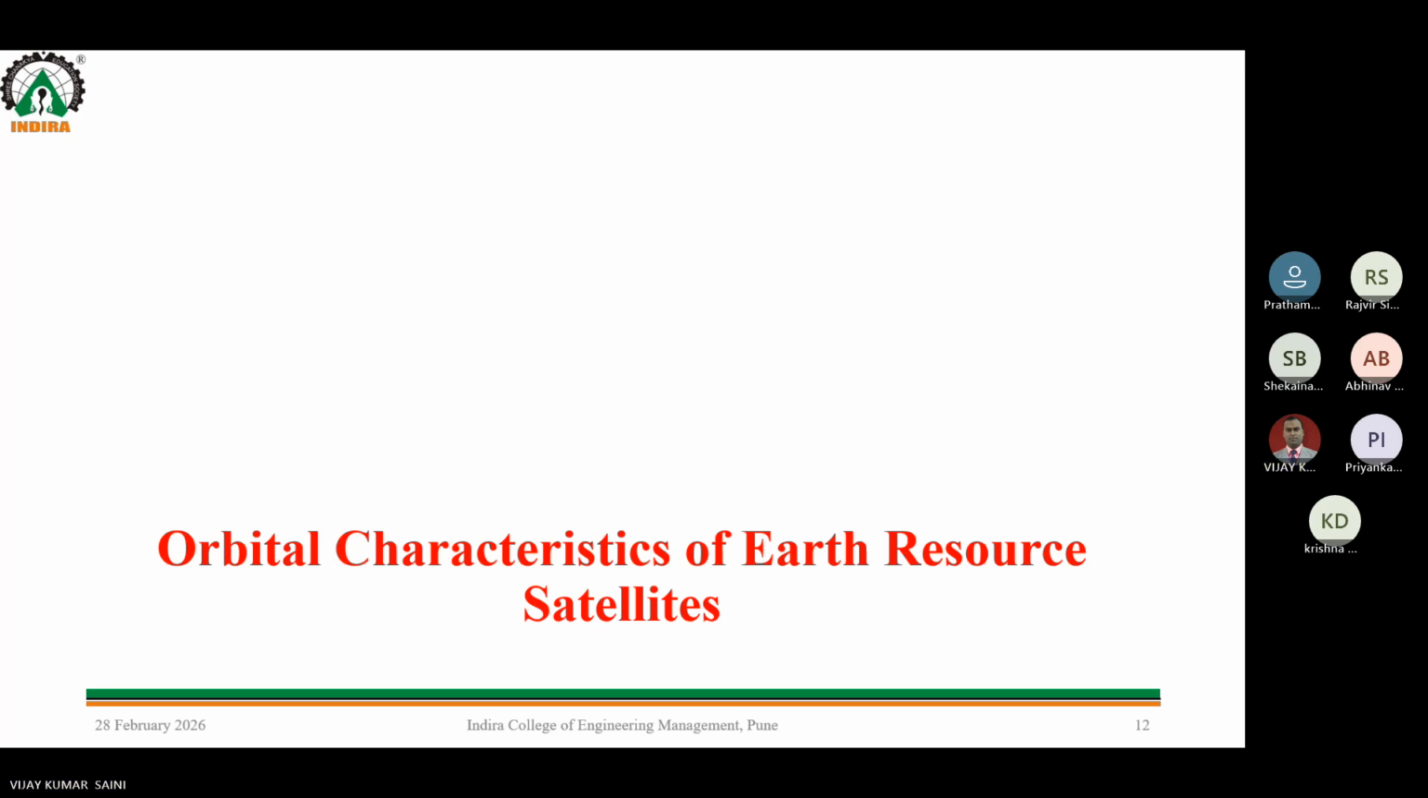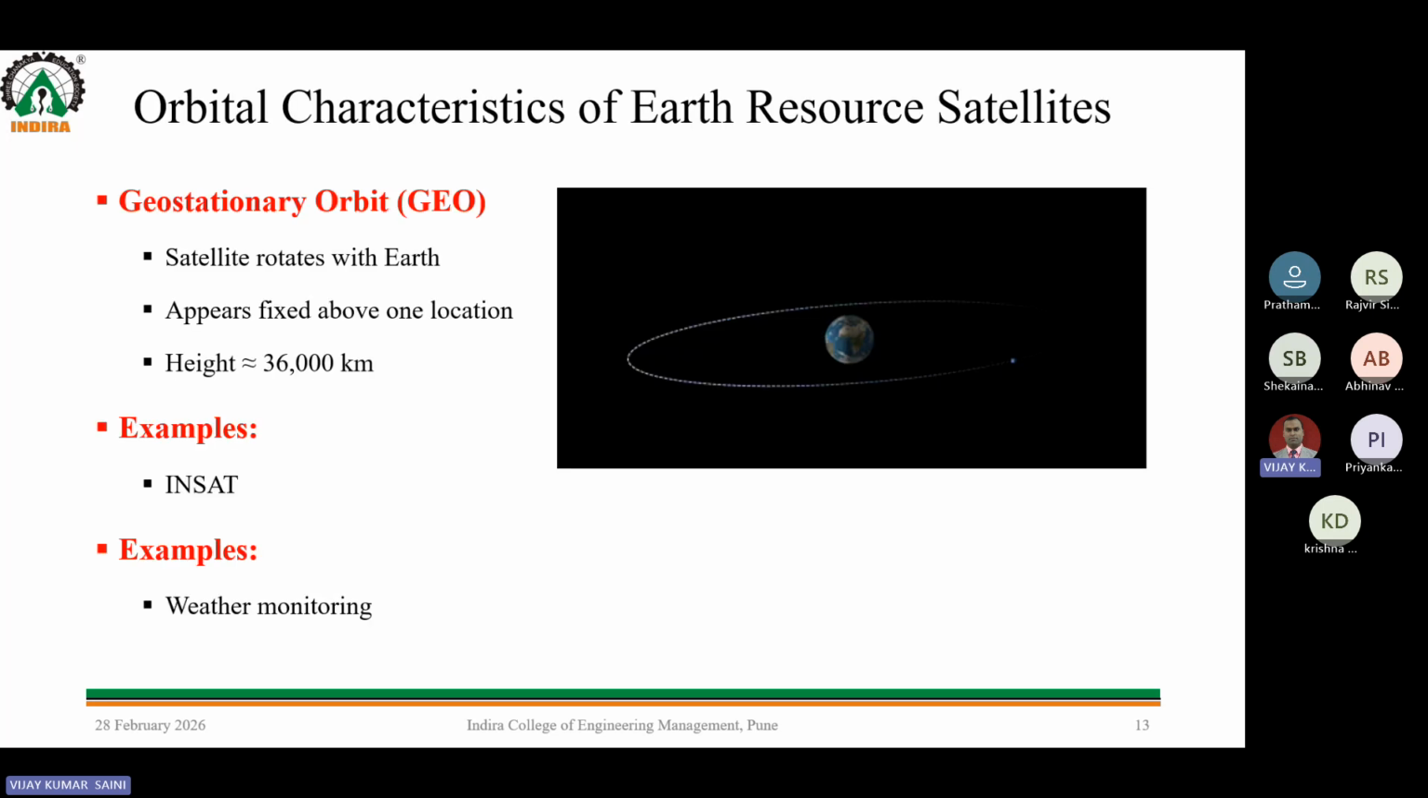Now we'll come to the orbital characteristics of the Earth's resource. When we say orbital characteristics, we'll see what the different kinds of Earth resource satellites are. For example, the first one is the geostationary orbit satellite. We'll call it GEO. And we say geostationary, which means it rotates with Earth, right?